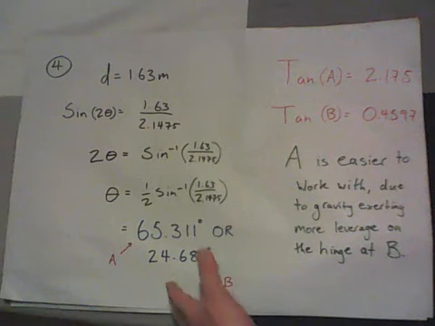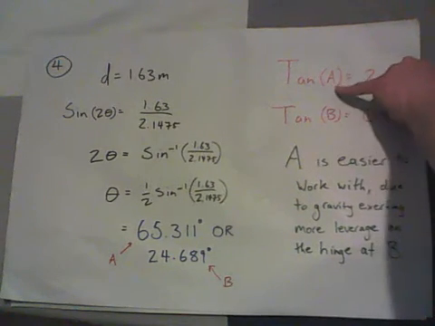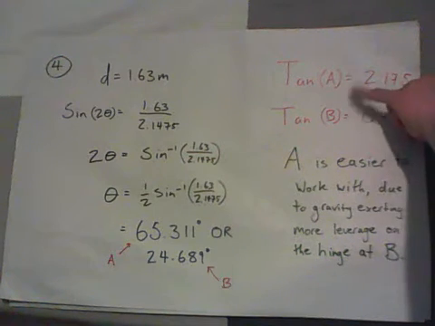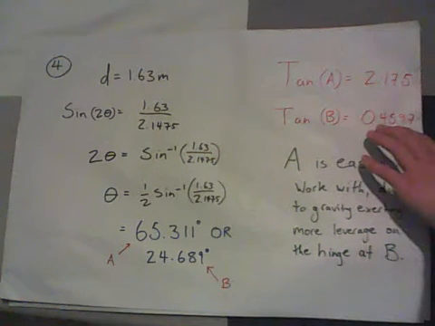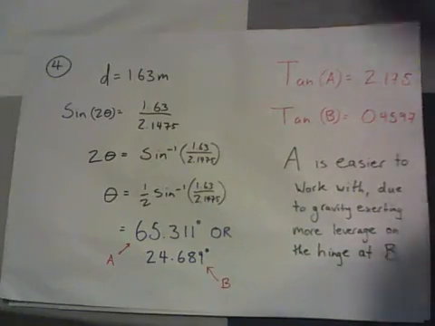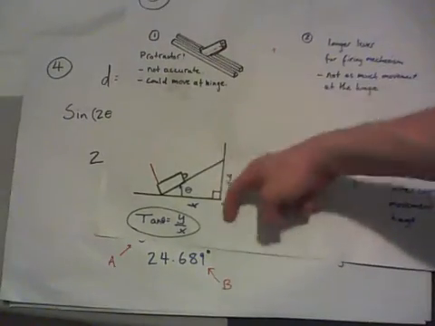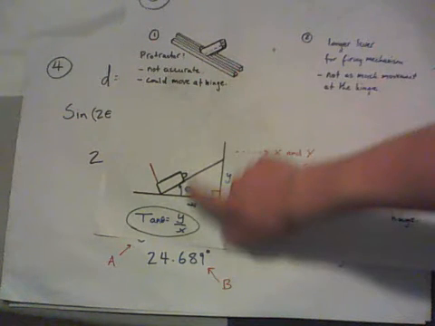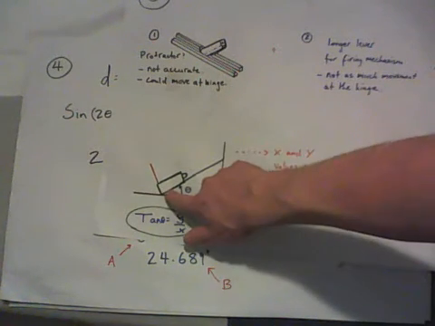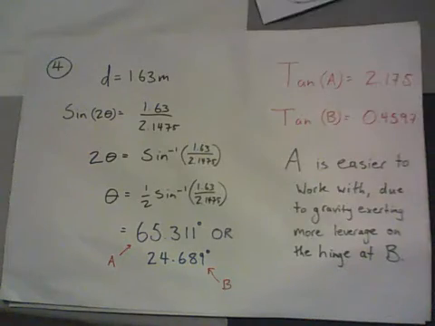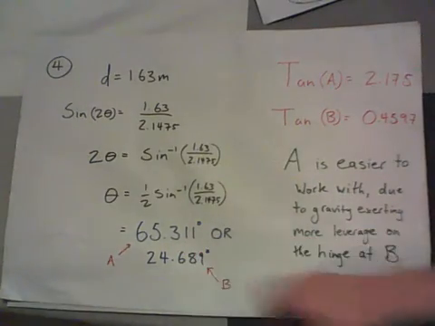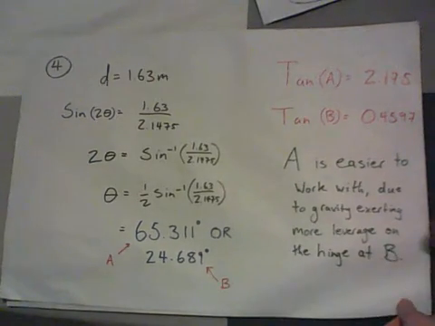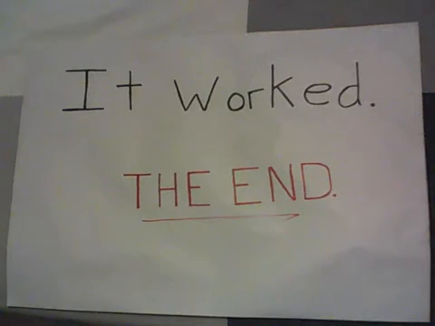We then used the tan of the angles to figure out which one would be more useful. Decided B was worse because on this angle there is more leverage thanks to gravity on this point than if it was up here, and we don't want that leverage because it causes a slight change in the hinge. So we decided to go with 65.31 degrees, fired the projectile, and moving on to the results, it worked! The end! Thanks for watching.